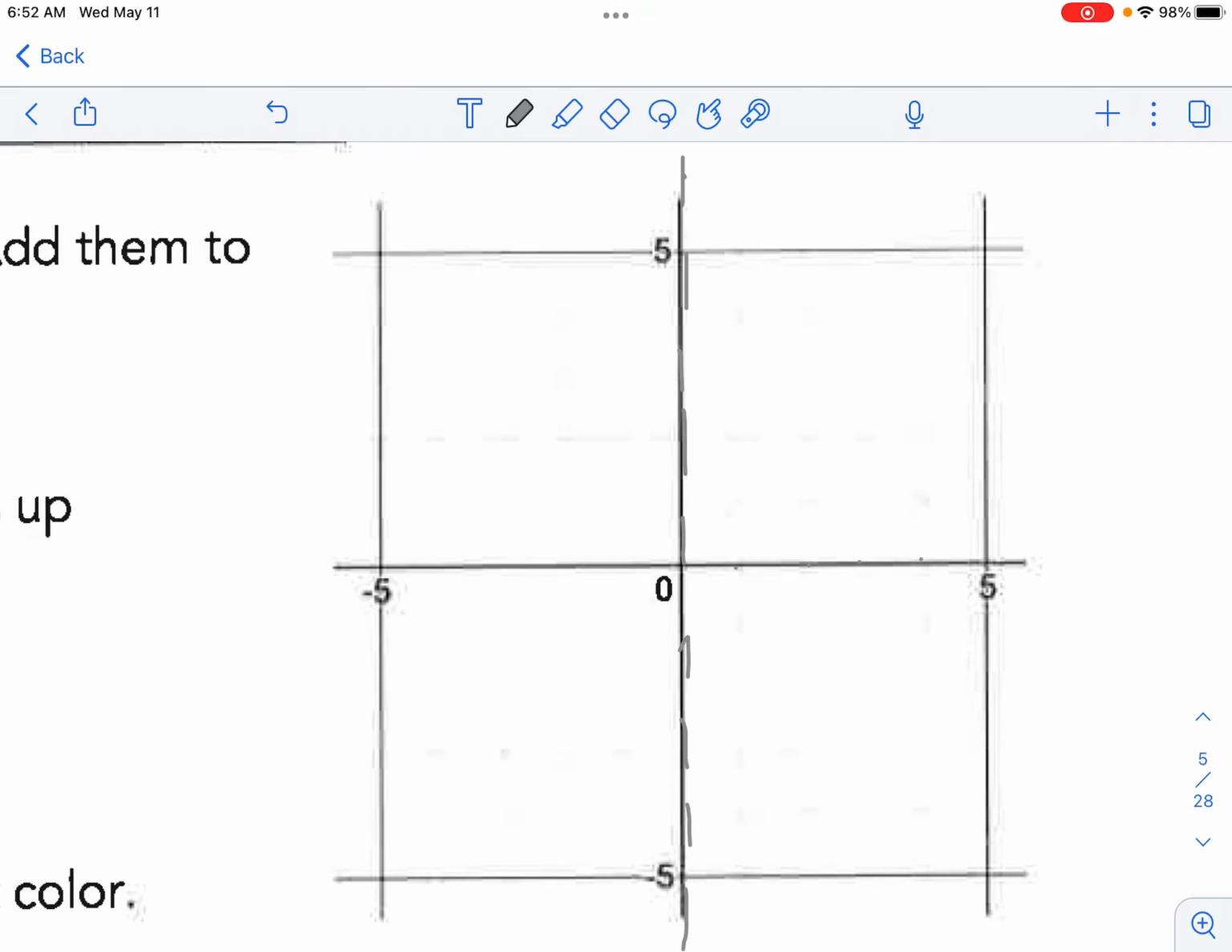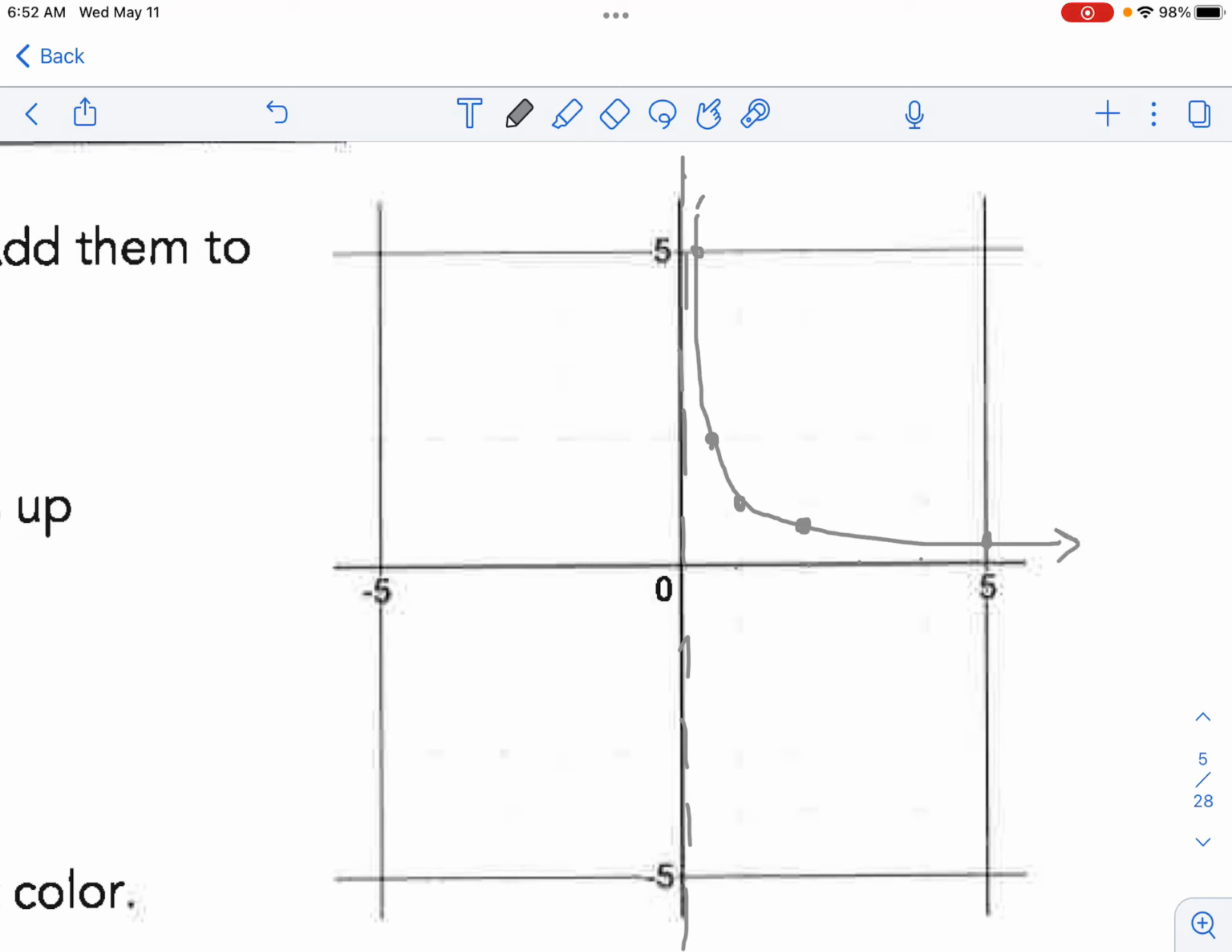Okay, so when x equals 5, we're at 1/5. When x equals 2, we're at 1/2. When x equals 1, we're at 1. When x equals 1/2, we're at 2. When x equals 1/5, we're at 5. So our parent function looks like that.